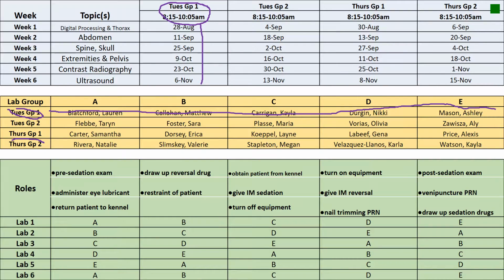For example, if we were looking at Thursday Group 2, we have these students on the bottom line here, and we look up at the top, Thursday Group 2, and they should be showing up on these dates at this time.